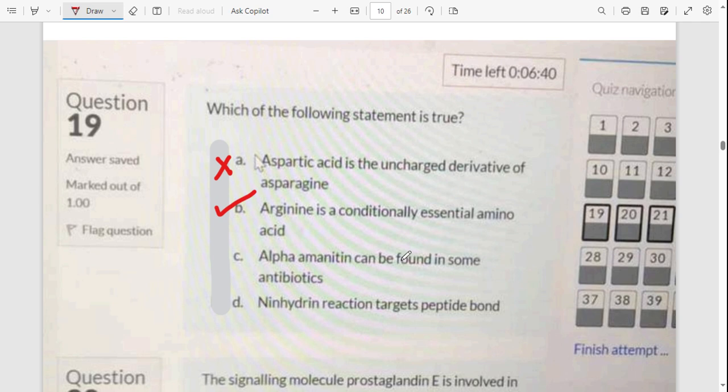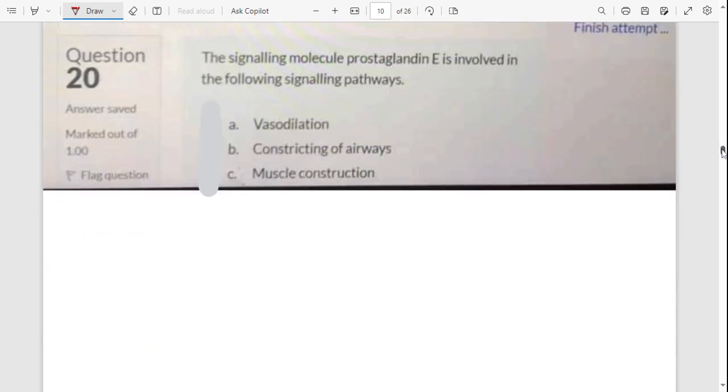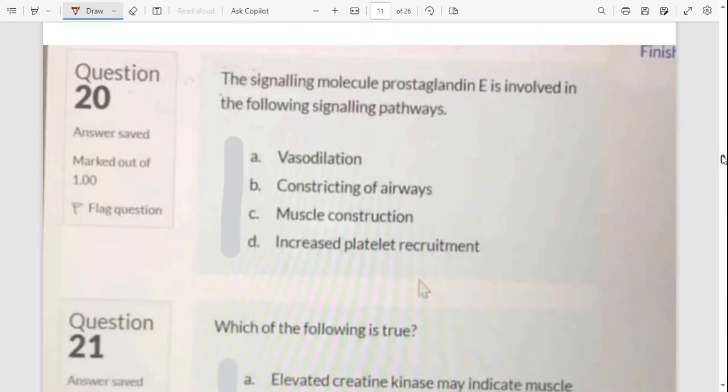Alpha amanitin can be found in some antibiotics. This is true. Alpha amanitin is also found in mushrooms. Ninhydrin reaction targets peptide bonds. This is not true. Ninhydrin reaction targets amine groups and also carboxyl groups. Number 20. What targets peptide bonds is the Biuret reagent.